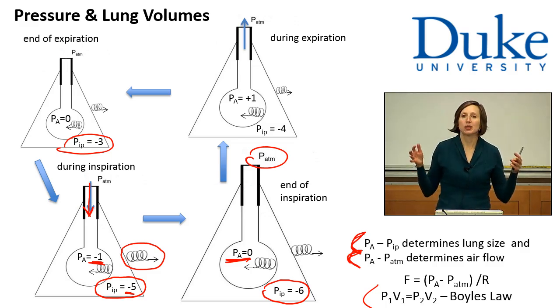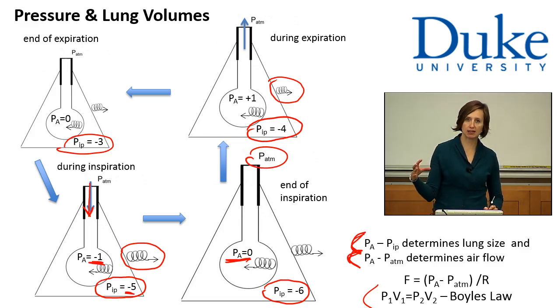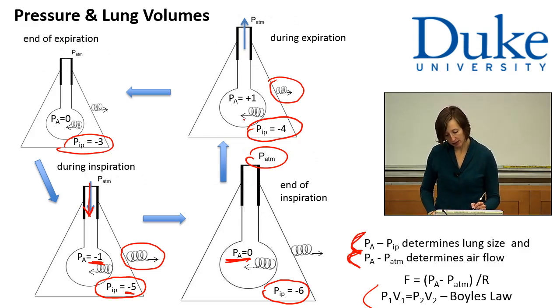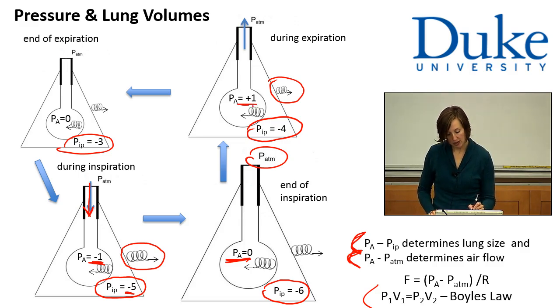Then we're going to start to expire, to exhale. We're going to relax the diaphragm. So that means that the force the chest wall is producing to expand has now greatly reduced. And so our intrapleural pressure is going to be less negative. Our lung is going to be smaller now. And since we've got the same amount of air in a smaller space, the pressure has increased in the alveoli, which means air is going to flow out.